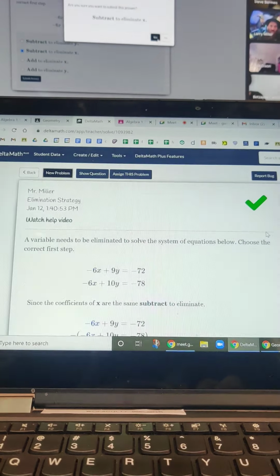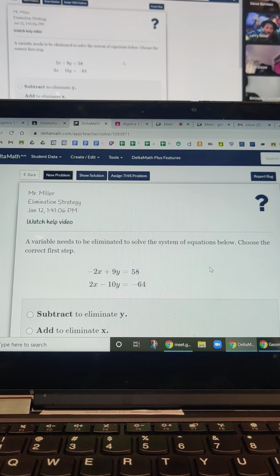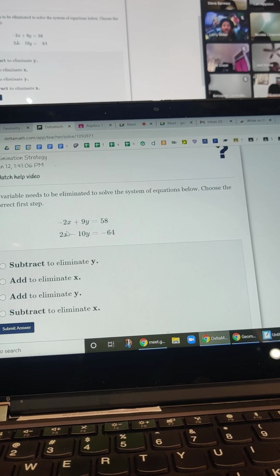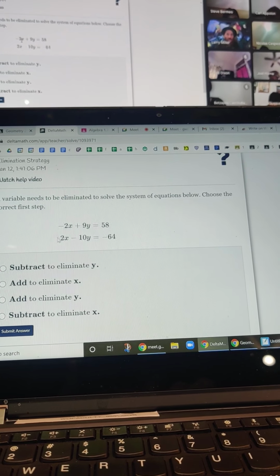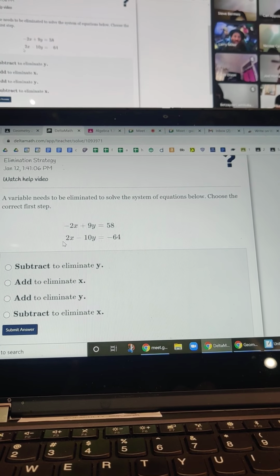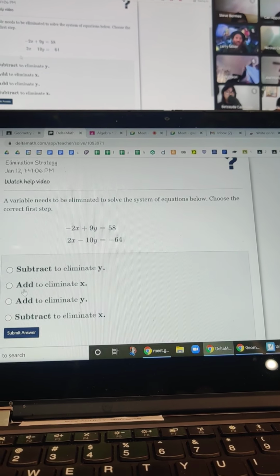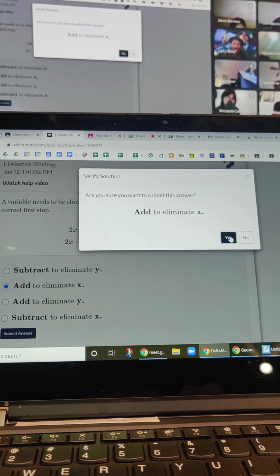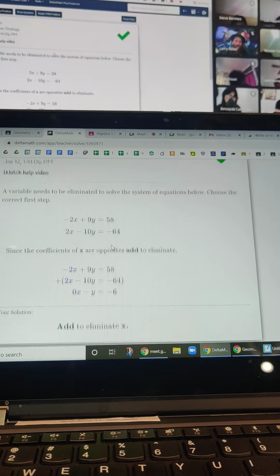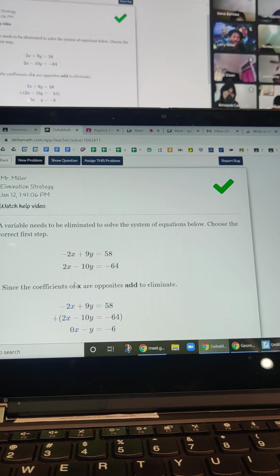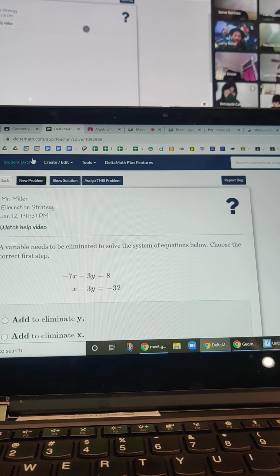Now I'll show you other examples, and try to get one of each at least. Now look at this. Again, you want to remove one variable completely. If I just add these two equations, this just disappears. Negative 2x plus 2x, gone. So this time we're adding to eliminate x. Voila. See, when you add those two equations, the x disappears. Beautiful. This is the elimination method.